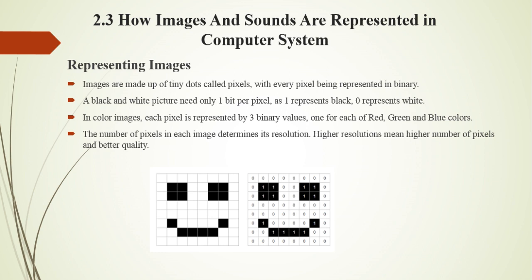Modern computers have a 24-bit color depth, 3 bytes per pixel, hence 16 million different colors can be represented. Increasing or decreasing color depth increases or decreases file size and quality accordingly.